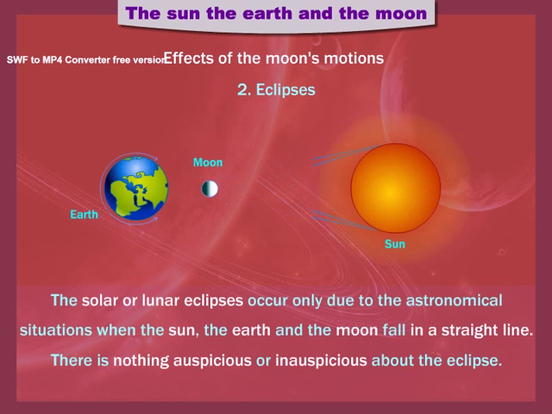The solar or lunar eclipse occur only due to the astronomical situations when the sun, the earth and the moon fall in a straight line. There is nothing auspicious or inauspicious about the eclipse.